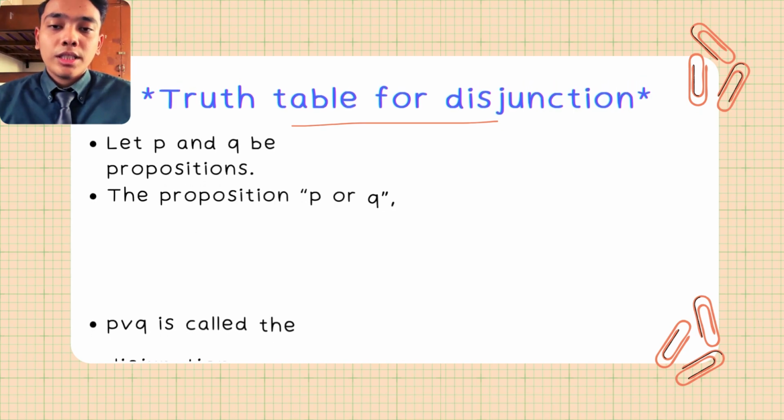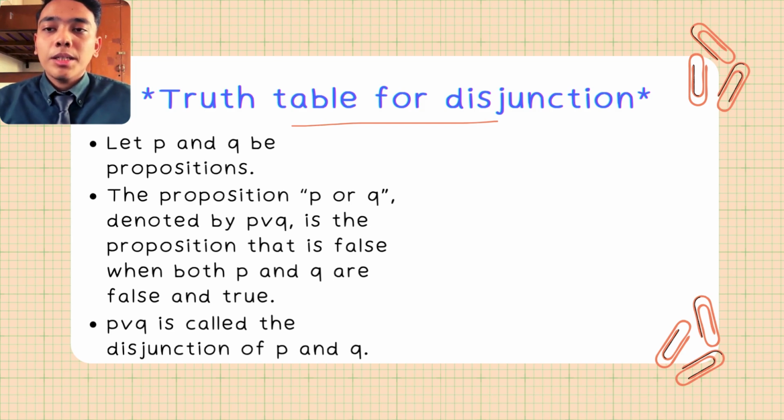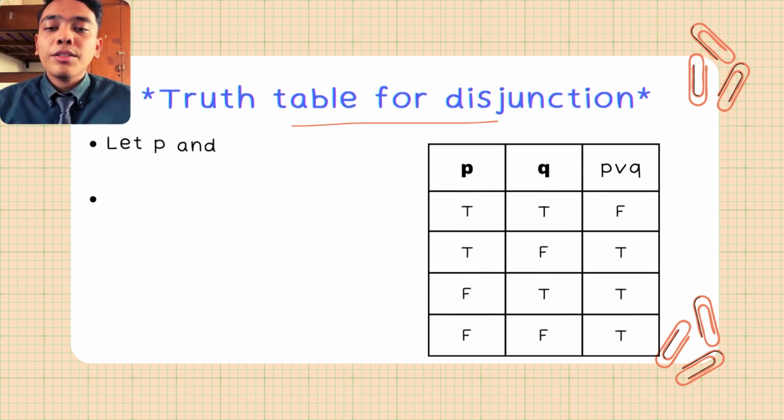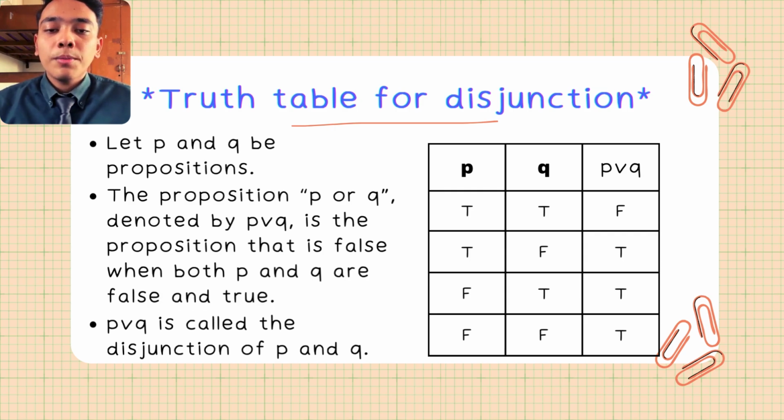Truth table for disjunction. Let P and Q be propositions. The proposition P or Q is false when both P and Q are false, and true otherwise. P or Q is called the disjunction of P and Q. When P holds the values true, true, false, false, and Q holds true, false, true, false, P or Q holds true, true, true, false.